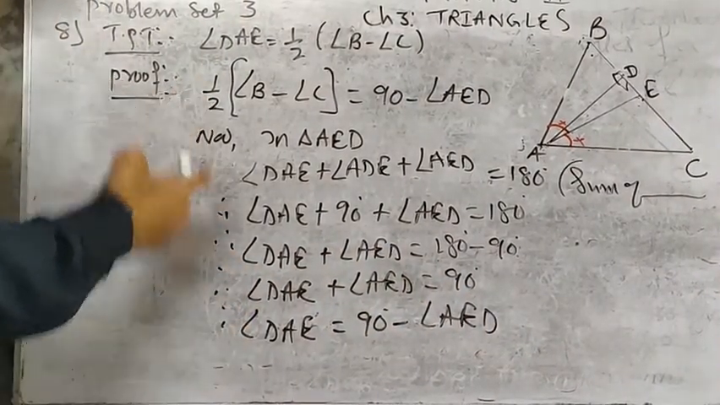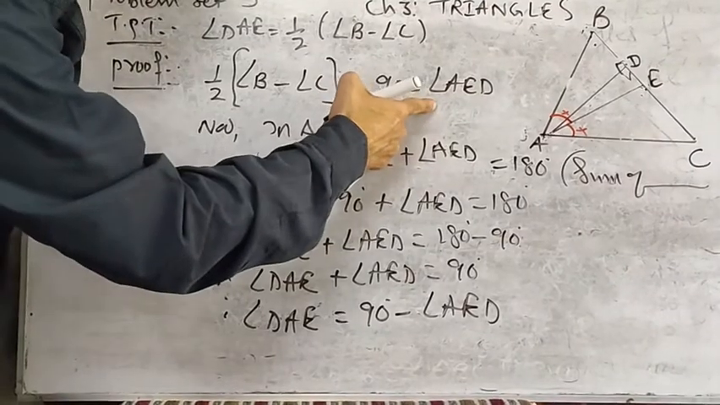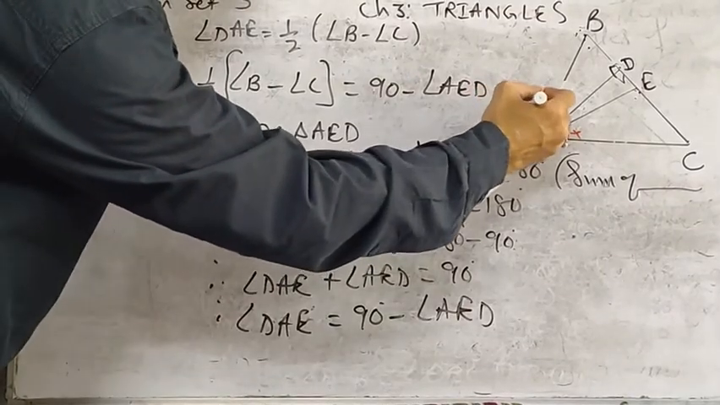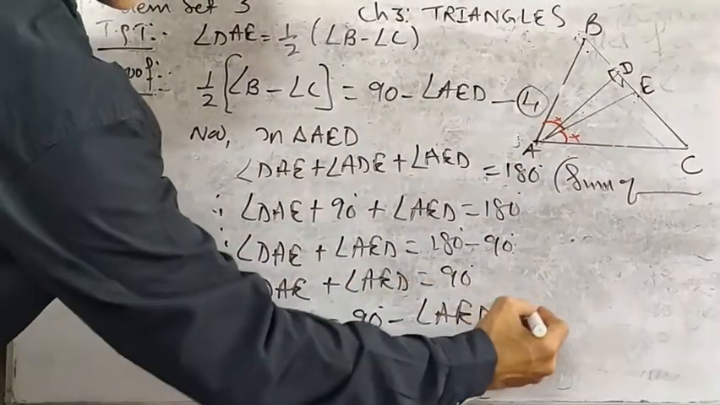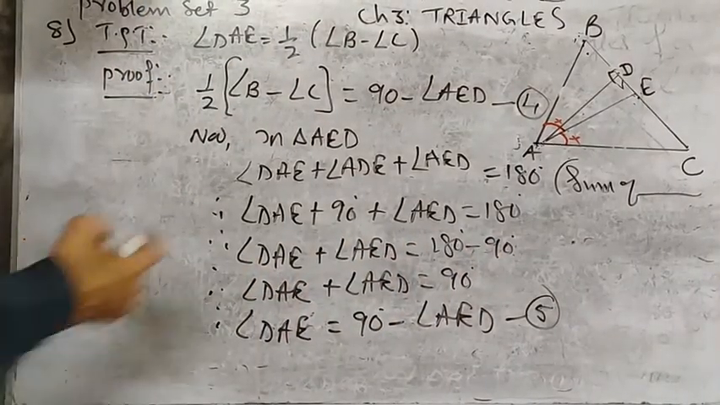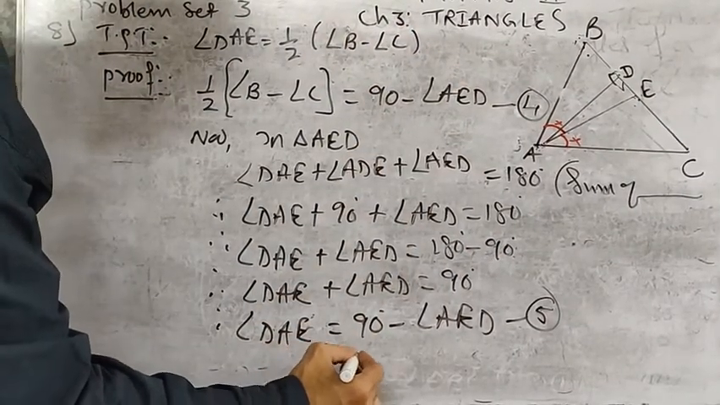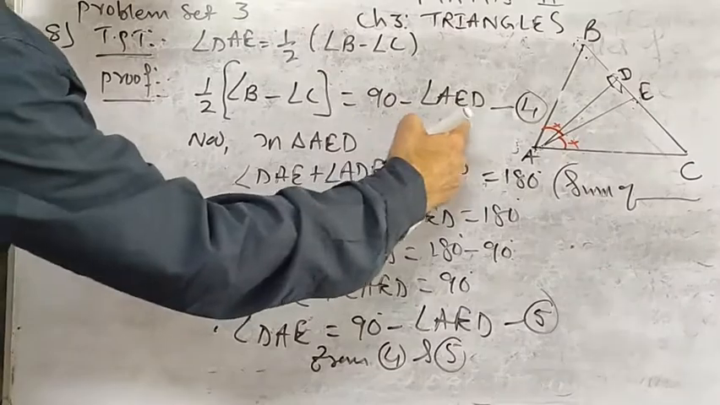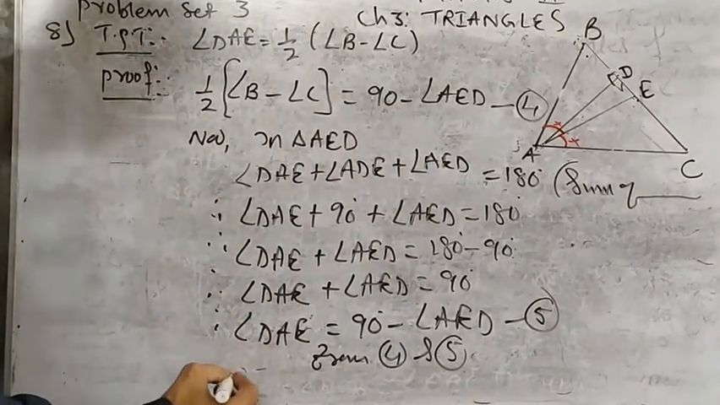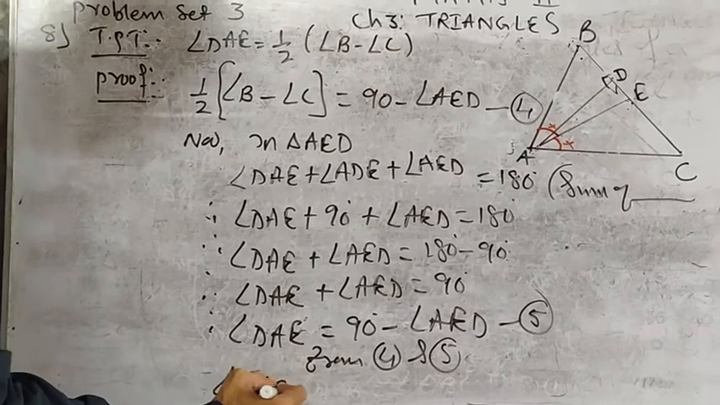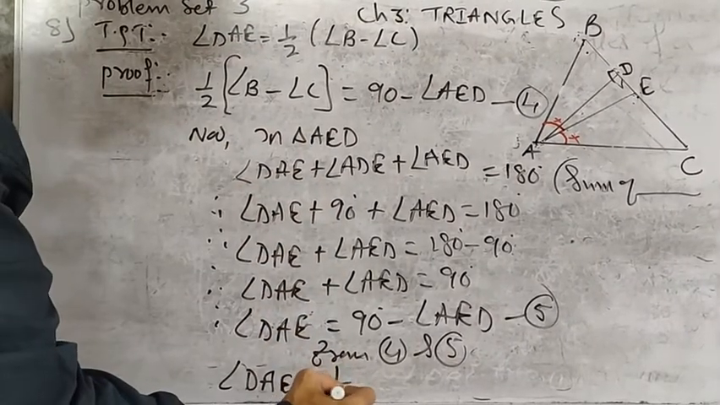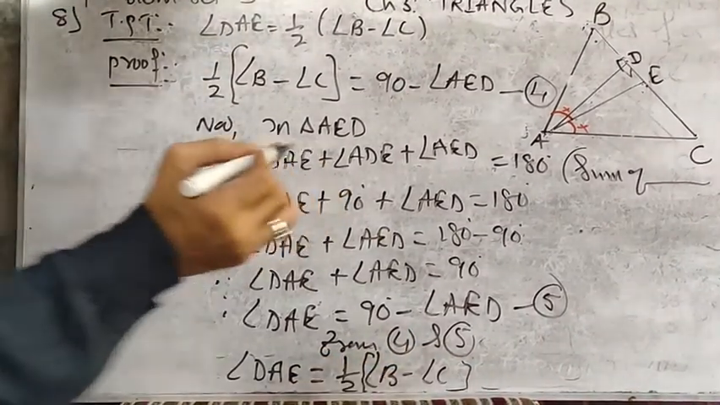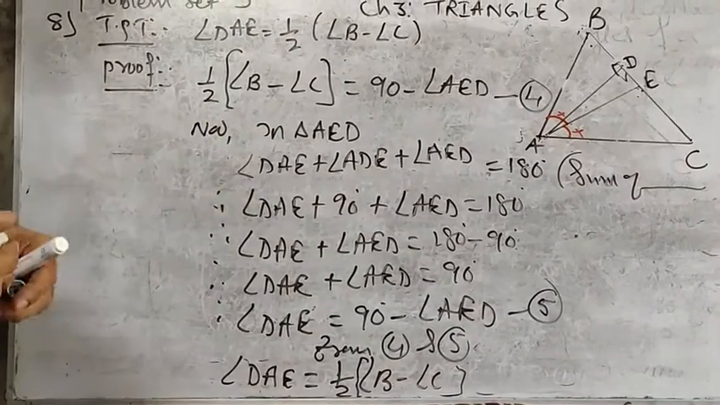See here. Now for this number, I think this number is 3 or 4. See it properly. Okay, 4. This is 5. From 4 and 5 you can check it: 90 minus AED, here also 90 minus AED. From 4 and 5 you got the answer. See, angle DAE is equal to half of angle B minus C. Okay, we got the answer. Copy it down.